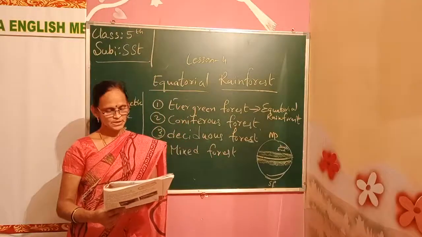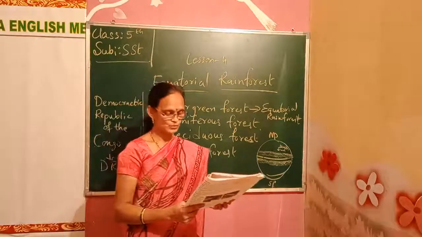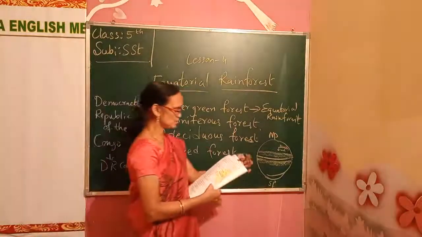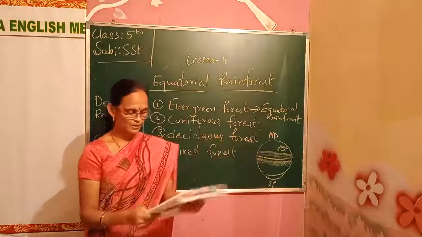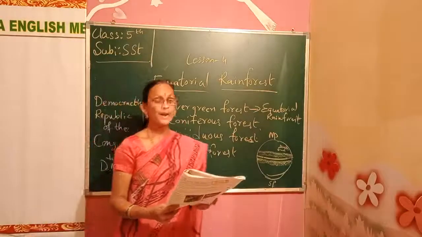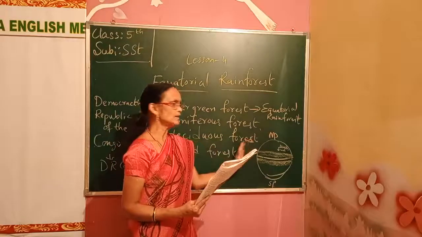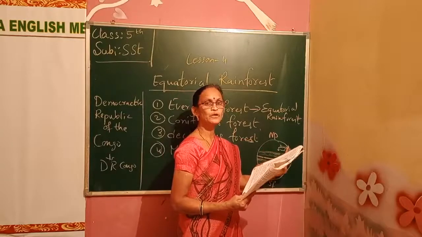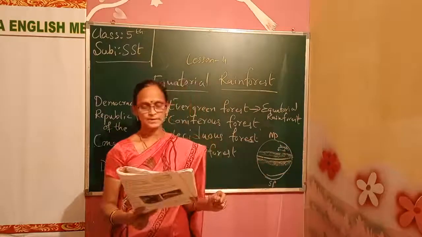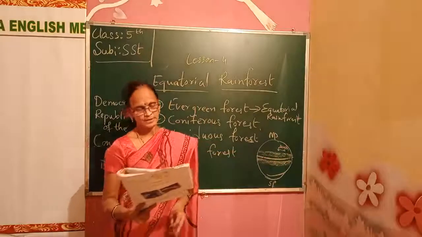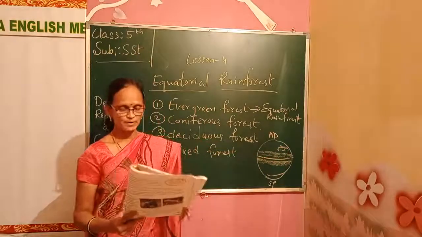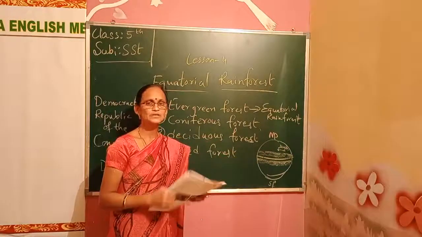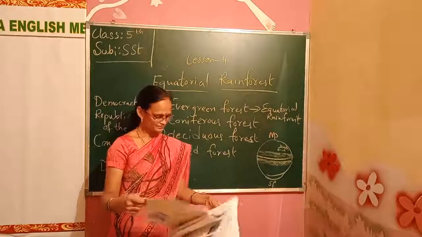East and Southeast DR Congo are made up of plateaus and mountains. So in the eastern part of this country, there are mountains and plateau regions, making the climate more moderate. However, most of the DR Congo remains hot and humid throughout the year. So here the climate is hot throughout the year.